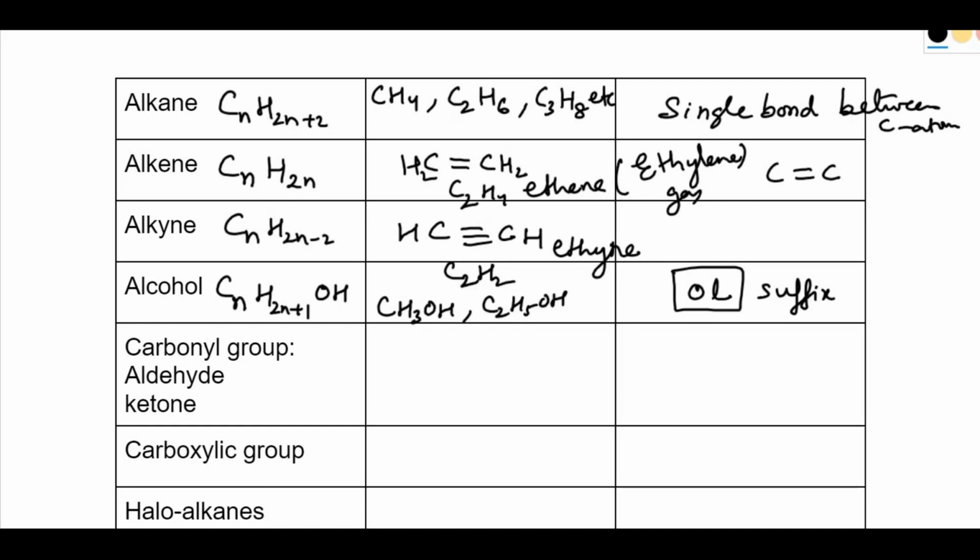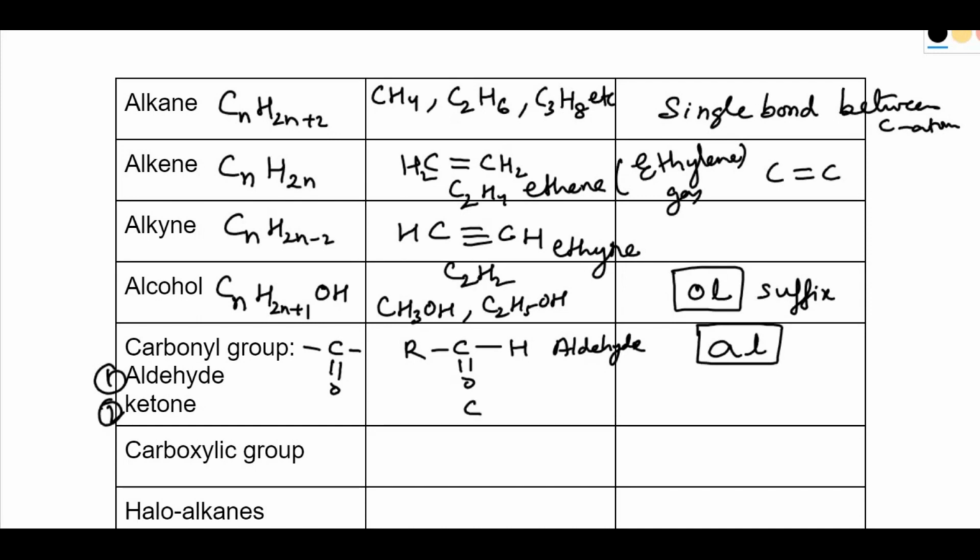Carbonyl group: there are two of them, aldehyde and ketone. The carbonyl group means carbon with a double bond to O, and the remaining two bonds have to be taken up. If one of them is an alkyl group and the other is a hydrogen, then this is called an aldehyde. The first family member is formaldehyde, methanal. The IUPAC names end with al: methanal, ethanal, propanal, and so on.